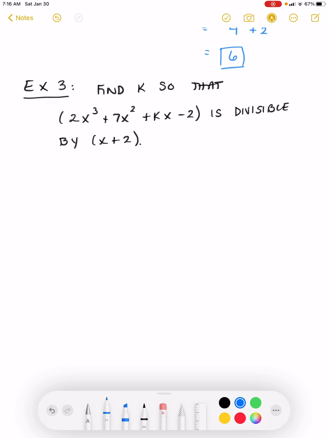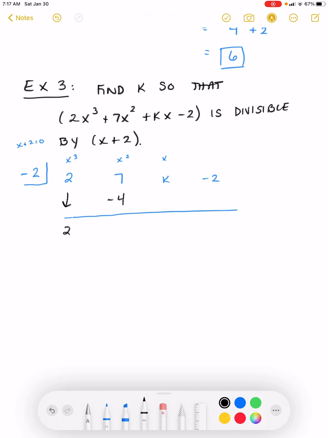So one way that we can do this is we could set up synthetic division, and we could say 2, 7. This is the x cubed term, this is the x squared term, the x coefficient is k, and the constant is -2. Then in the box, if we're dividing by x plus 2, we put -2 in the box. We can go through and do the synthetic division even with having the k. So let's see what this is going to look like. 2, and then we're going to get -4, -7 plus 4 is 3, 3 times -2 is -6.